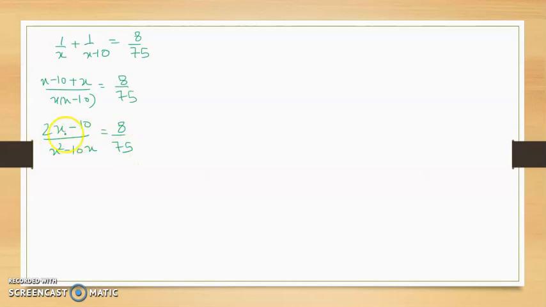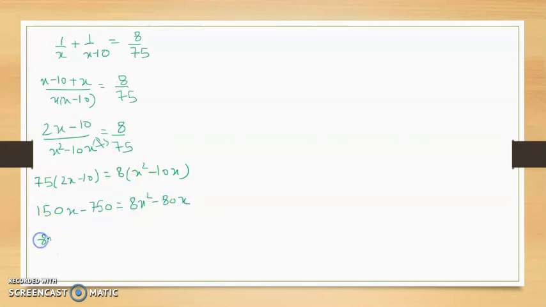You can take 2 common and cancel here also, but I am not doing that so that you don't get confused. So now cross multiply. So this will be 75 multiplied by 2x minus 10 is equal to 8 multiplied by x square minus 10x. Solve this. 2 5s are 10, 10 plus 1, 2 7s are 14, 150x minus 750 is equal to 8x square minus 80x.